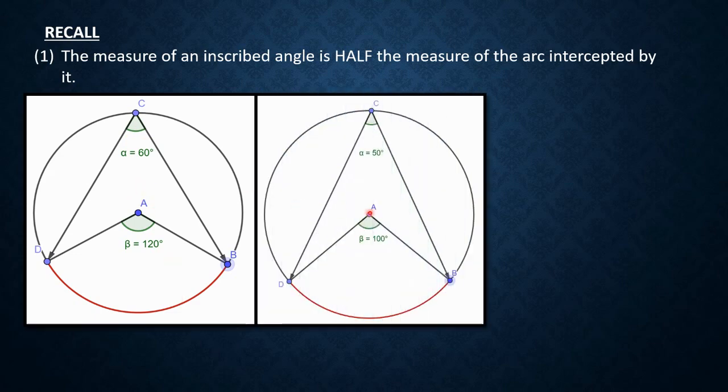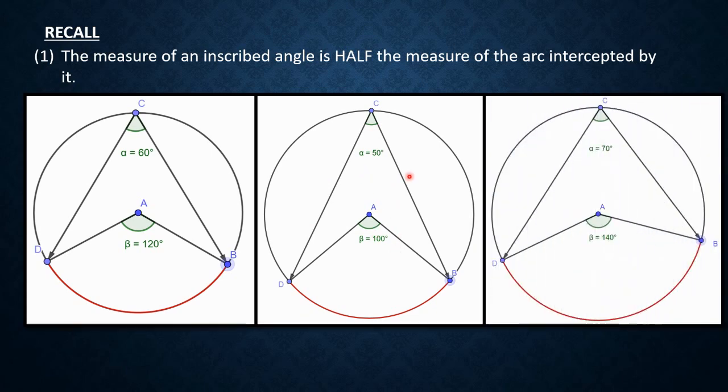Similarly, in the second figure, the measure of the central angle is 100 degree. Corresponding to the central angle, measure of arc DB will also be 100 degree. And by inscribed angle theorem, we can say that angle DCB will be half of 100, that is 50. Similarly, in the third, measure of the central angle is 140 degree. Measure of the inscribed angle will be half of 140, that is 70 degree.